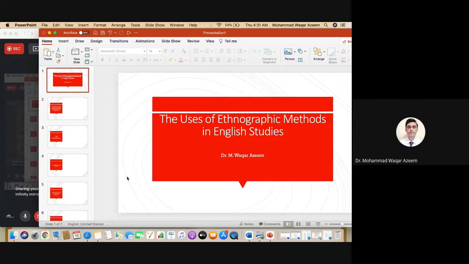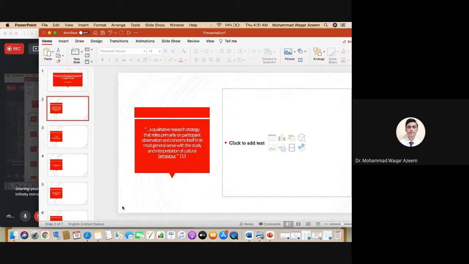We will try to learn how some of the ethnographic methods could be useful for analysis in English studies as well. So it is primarily a qualitative research strategy that relies on participant observation and concerns, in its most general sense, the study and interpretation of cultural behavior, right?